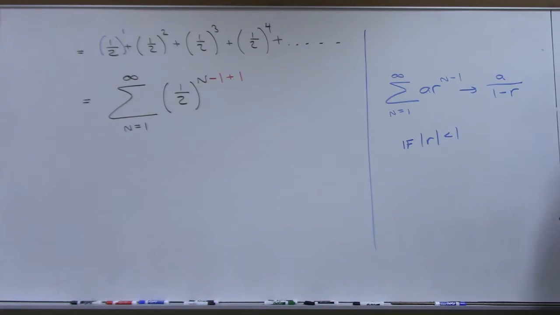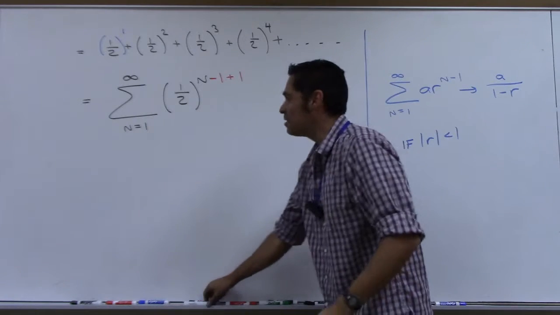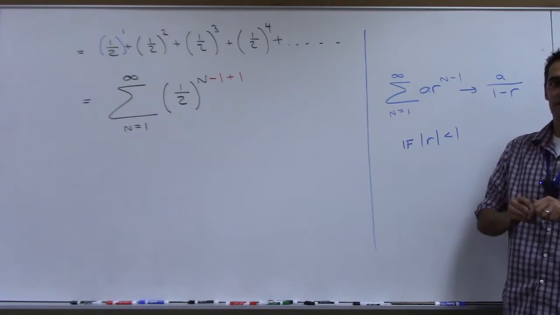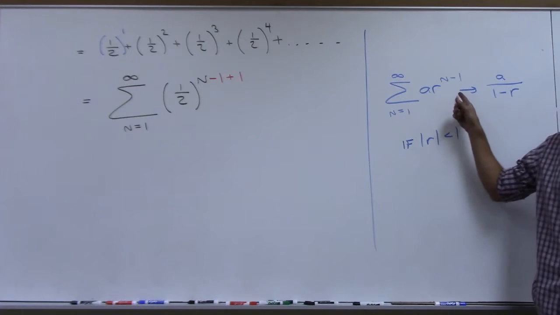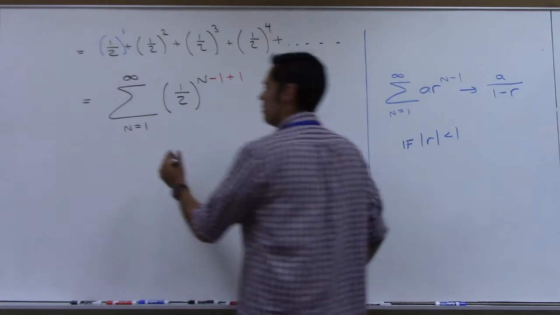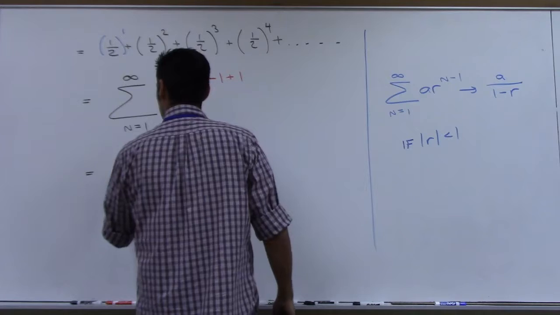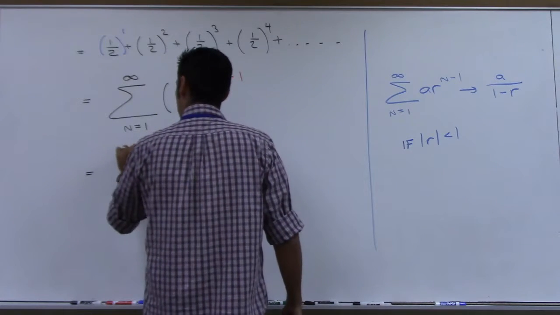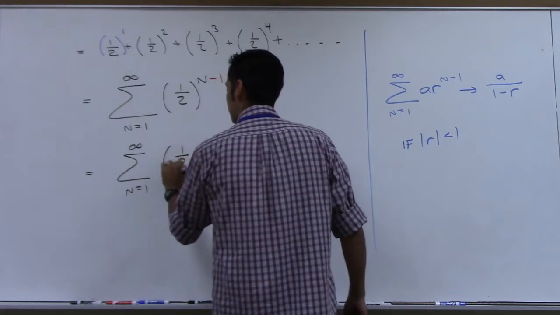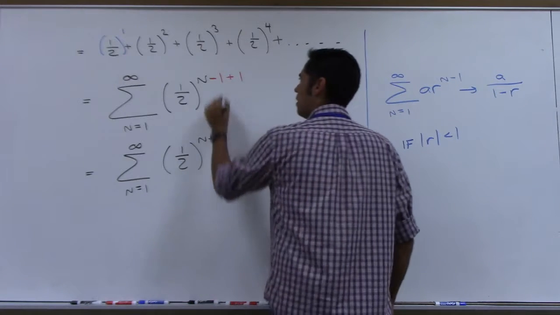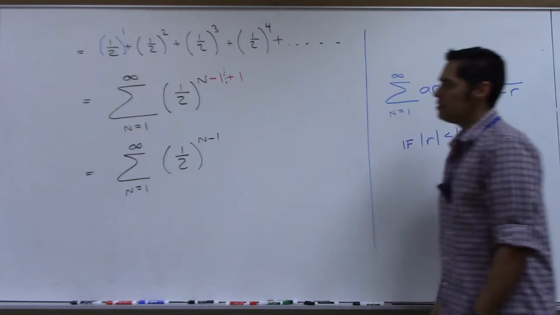Right? Get used to it. Yes, I can do that, to try and make it look like that. All right, now, what does this become if I rewrite it? We've got 1/2 to the n minus 1. I'm going to split it right there. And then what goes next to that?